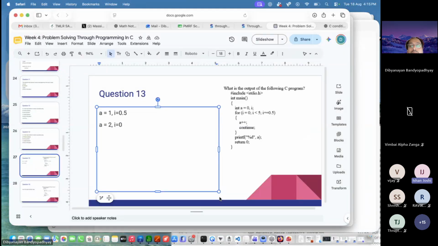Sir, why is the statement return 0 written after the end of every program? This is actually because the compiler has to know whether the main program is returning something or not. This is because this is a function, right? The main function you are basically writing.